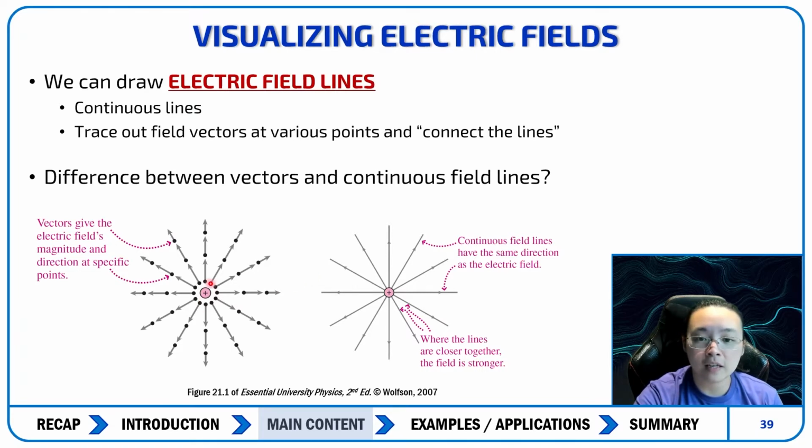Now, if you connect the dots and just have a continuous line going out, you end up with a diagram like this. These are called continuous field lines that have the same direction in an electric field. The closer the lines are together, the stronger the electric field. These are just two different ways that electric fields can be visualized, and both are okay to use. For the purposes of this course, it's just a lot easier to use continuous field lines, and I'll explain why through the next few examples that we go through.